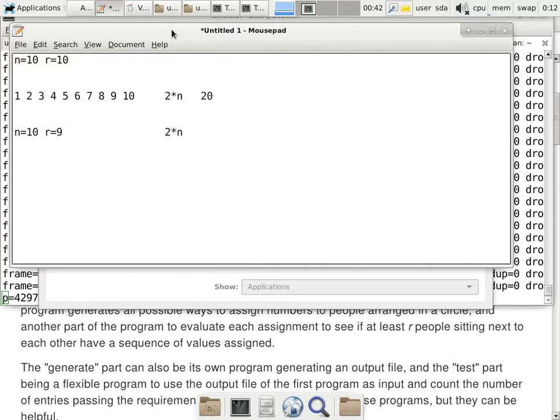The next one up is 8. So n is 10 and r is 8. This one we actually worked on after this class, because some people are also in the assembly programming class, and we worked on this a little bit.